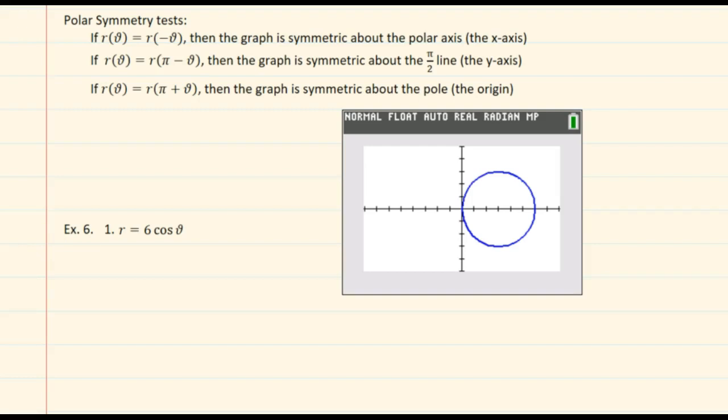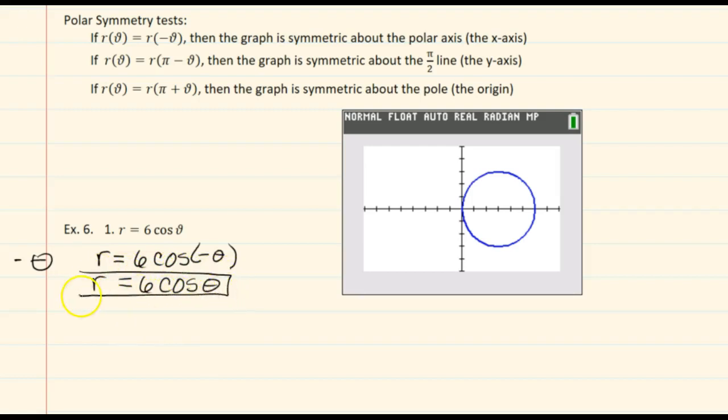Let's see how we can discover this and other possible symmetries without knowing what the graph looks like. Algebraically, we will use the symmetry tests mentioned above. First, let's see what happens if we plug in negative theta in our equation. r is equal to 6 cosine negative theta. Since cosine of negative theta is equal to cosine of positive theta, our equation remains the same as r is equal to 6 cosine theta. Because it remained the same, the graph is symmetric about the polar axis, the x-axis, as noted by the graph itself.